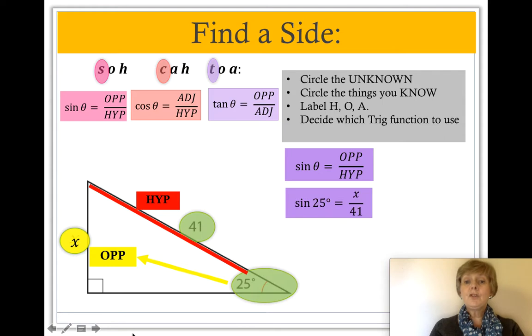Now we substitute the values that we've got. Theta is 25 degrees, the hypotenuse is 41. And then you've got a simple linear equation that you need to solve to find the value of x. So x is 41 times sine 25 degrees.